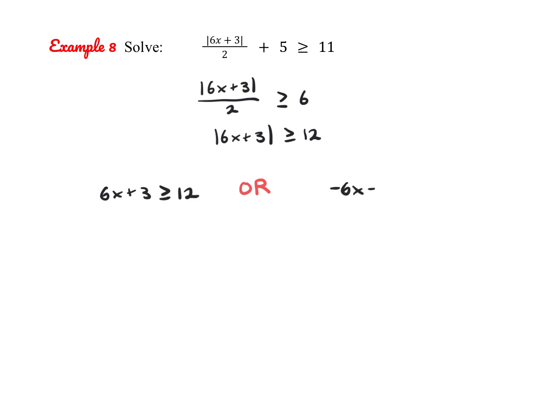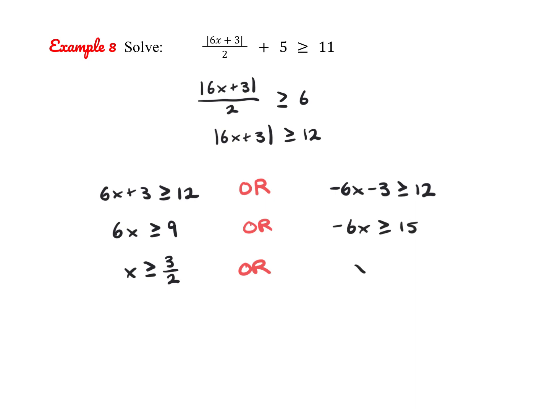Then we have negative 6x minus 3 is greater than or equal to 12. And now we solve. So 6x is greater than or equal to 9. X is greater than or equal to 3 halves. And it's or all the way down. So here, be careful, we are dividing by a negative, and then I'll simplify to negative 5 over 2. So again, since we have that or, we don't need any overlap, which is good because we actually don't have any overlap in this case.